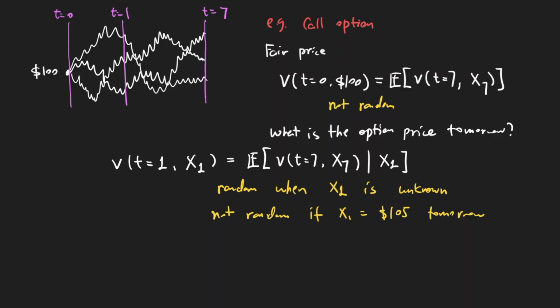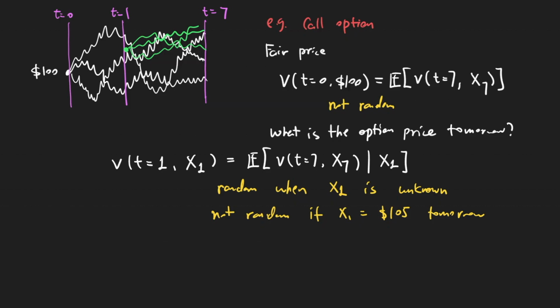So the reason is that suppose that tomorrow's price is $105, then we just basically regenerate the path, right? You can use the same stochastic process to regenerate the path starting from this position. And the expectation at day 7 is not going to be random. So this is very important to understand the Kolmogorov backward equation.